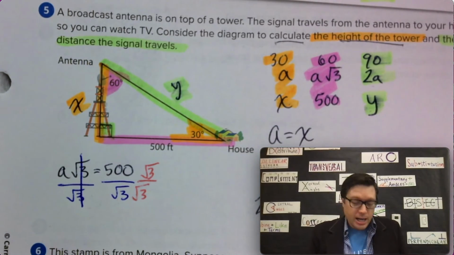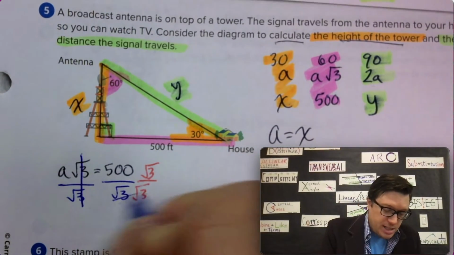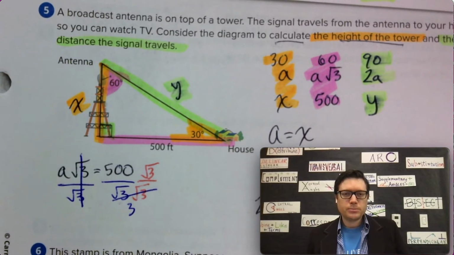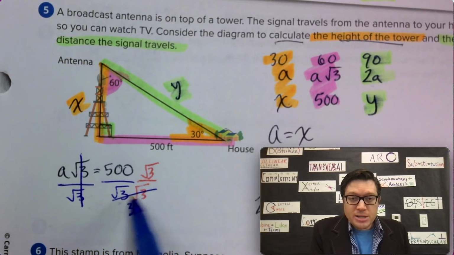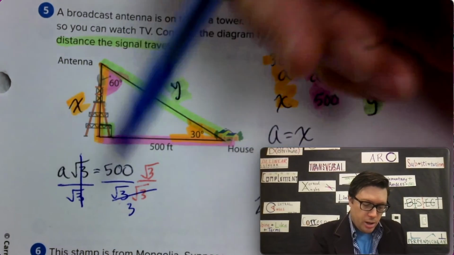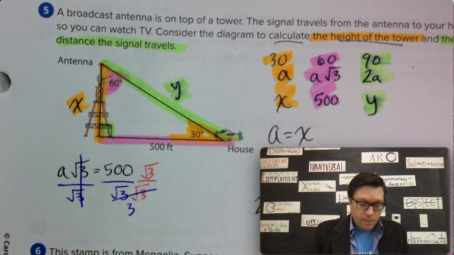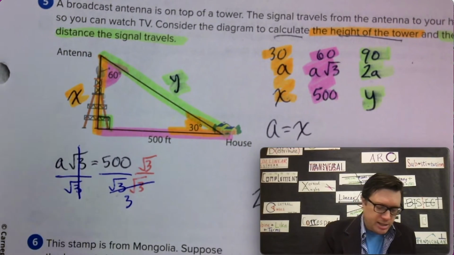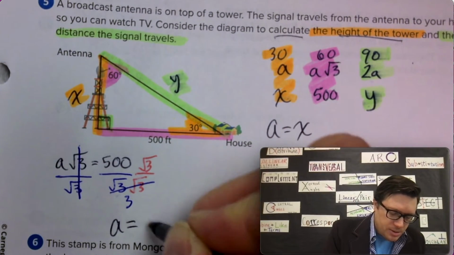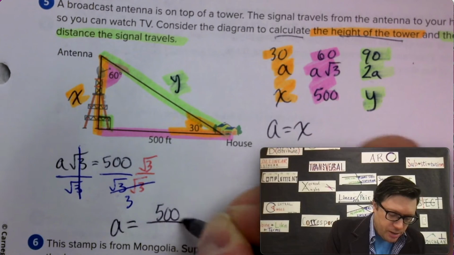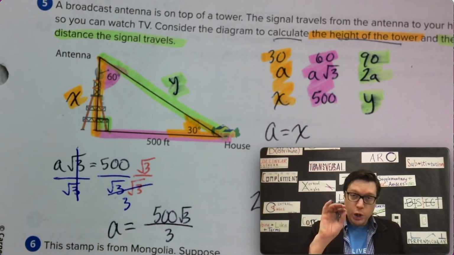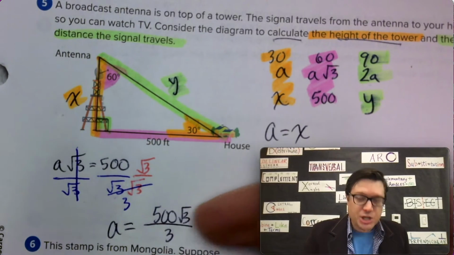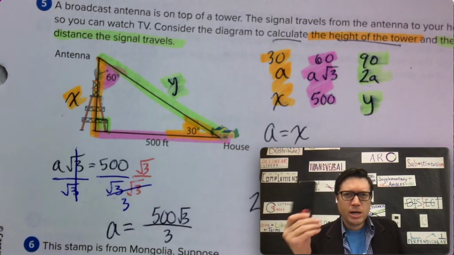Now when you do that, square root of 3 and square root of 3 just becomes 3. These two are working together, canceling each other out. There's still a square root 3 on the top of the fraction. But when you rewrite this whole thing nicely, a equals 500 root 3 over 3.